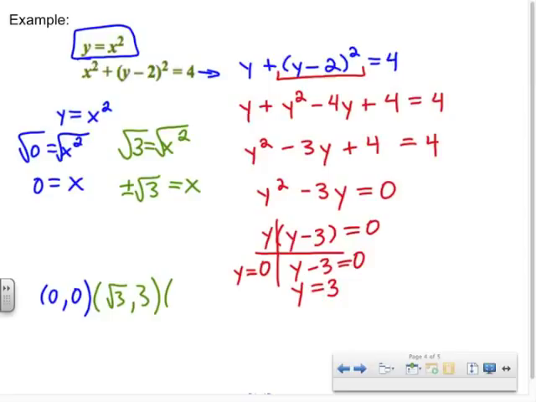So if you were to actually graph this on graph paper, these graphs would intersect 3 times at 0, 0, 3, 3, and at negative 3, 3.